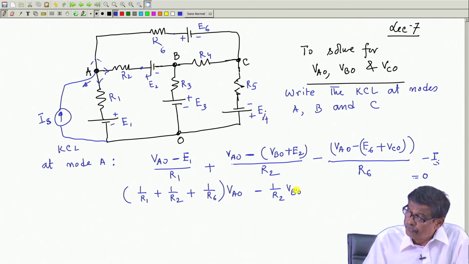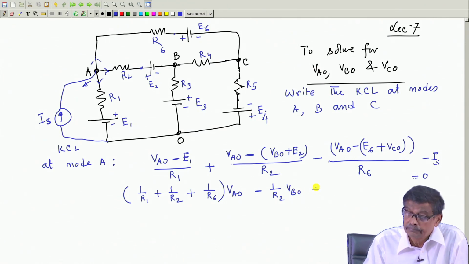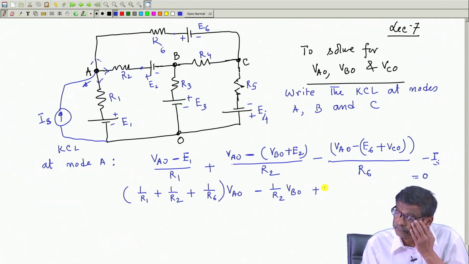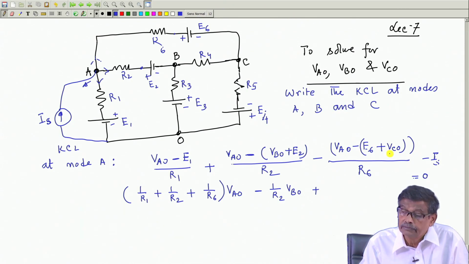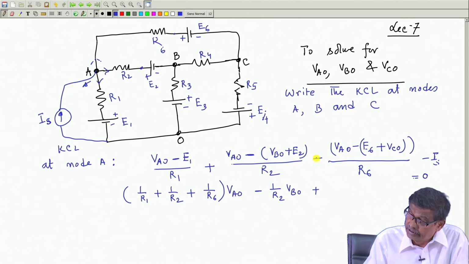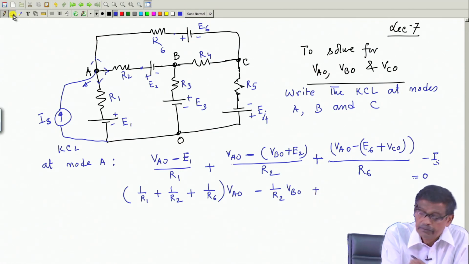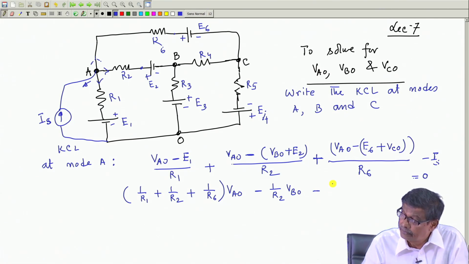Then what will be the coefficient of VCO? This is minus, and this minus goes in plus 1 by R6, plus or minus VAO minus VCO plus E6. So, this I wrote wrongly. Plus, the sum of all the currents coming out is 0. So, this is plus. So, this once again will be minus 1 by R6 into VCO.